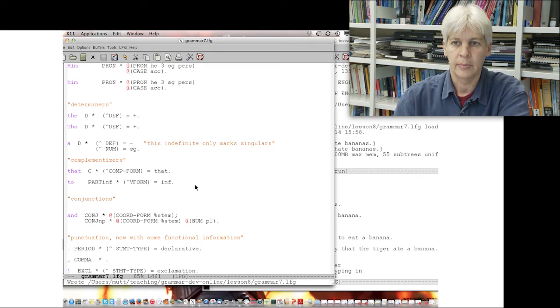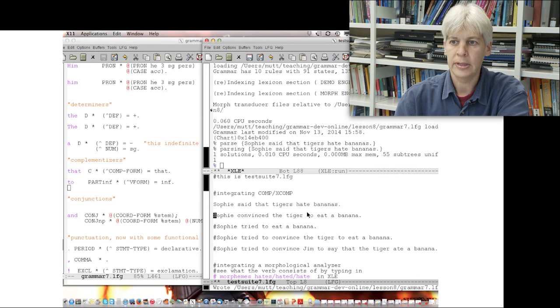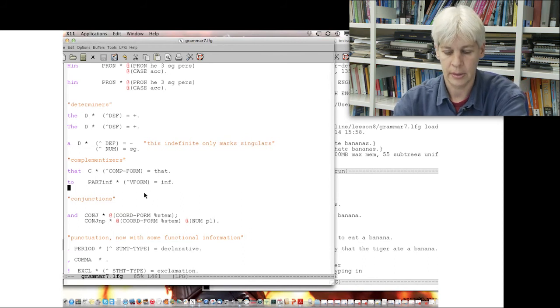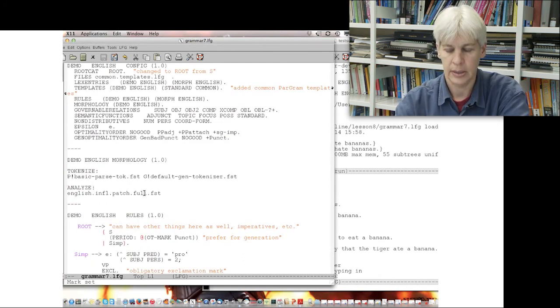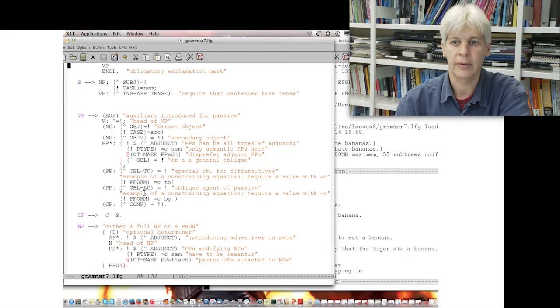Okay, so I'm going to do that. Let's see what happens. I've only changed my lexicon so far. Oh no. We should keep on going. I know that's not going to work yet because we don't have any rules for this yet. So let's put them in.